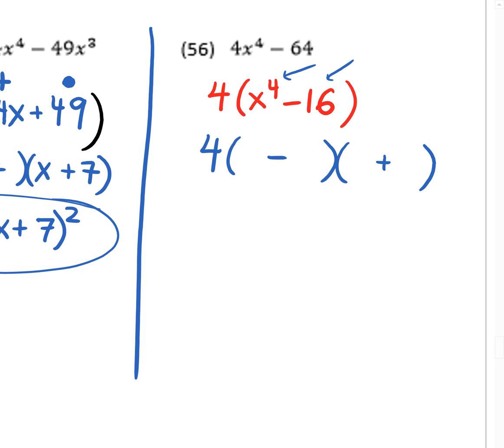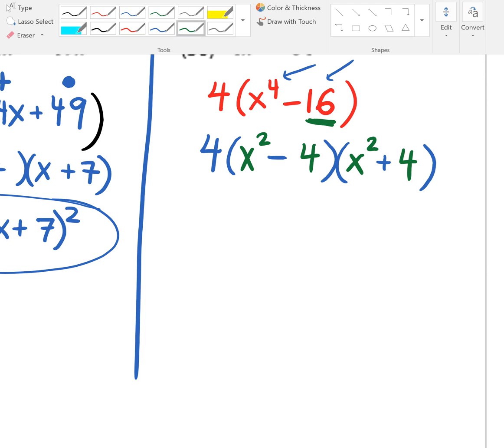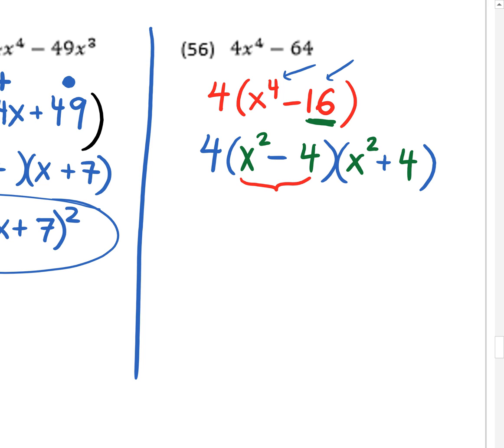Alright, but what can you square and get x to the fourth? That'd be x to the second power, because x to the second power squared is x to the fourth. And then what can you square and get 16? That'd be 4. But one of these pieces is an extra difference of squares, because that's something squared minus something squared. So this guy can factor further. This one cannot, because remember, sum of squares is not factorable.